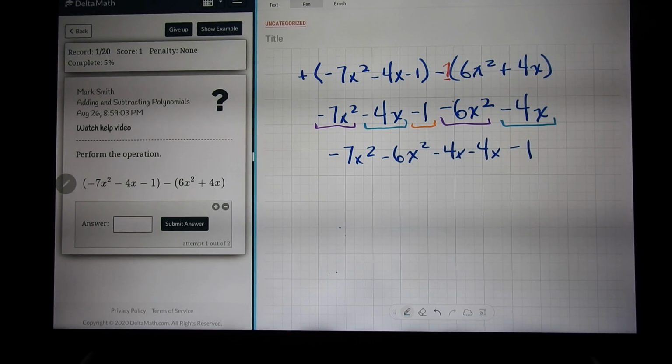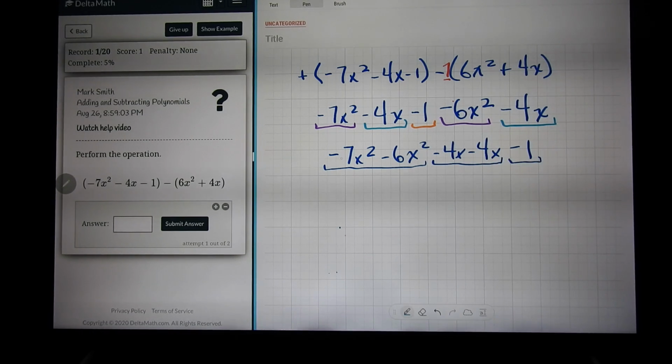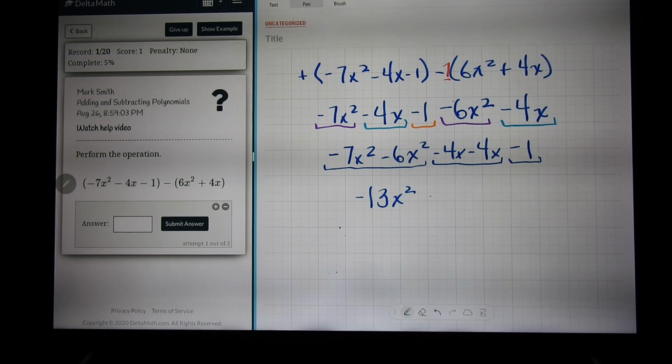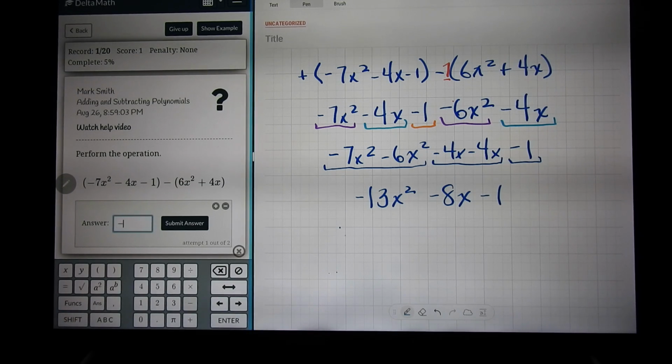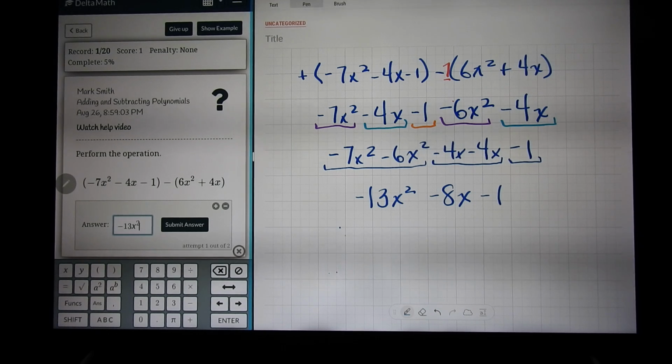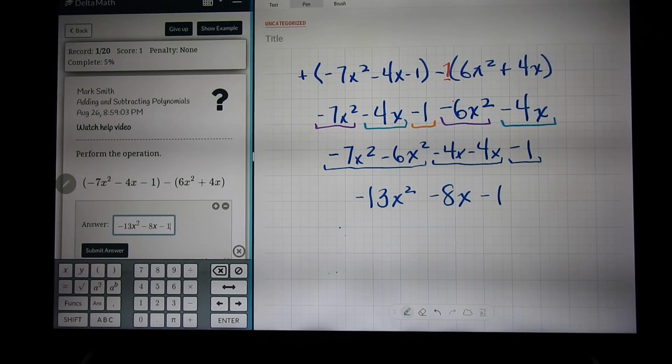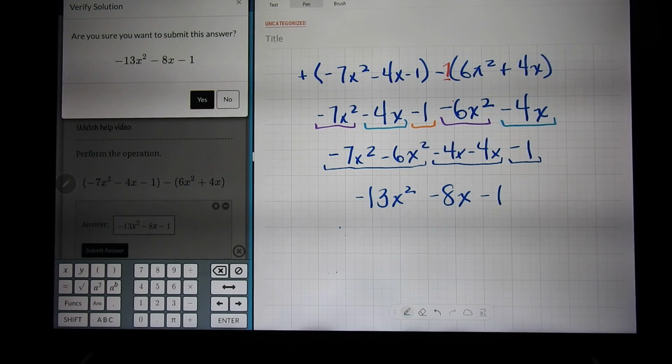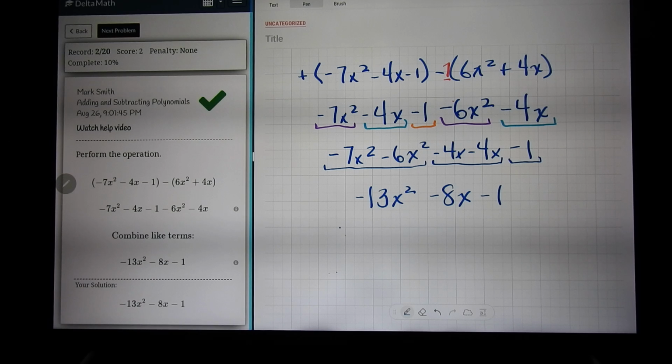A lot of negative signs in that. So let's make sure that we don't mess up our combination of these, and our lonely negative 1. If I start out with negative 7 and I subtract 6 from that, I'm going to get negative 13x squared. If I start out with negative 4 and I subtract 4 from that, I'm going to get negative 8x, and our negative 1. So that's our answer: 13x squared, subtract 8x, subtract 1. Submit answer. Let's see, does that match what I wrote over here? It does. This is a tricky little problem with all these negative signs, but I think we have the right answer. And we get a check mark.